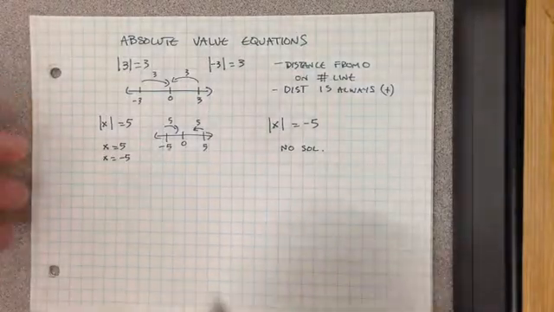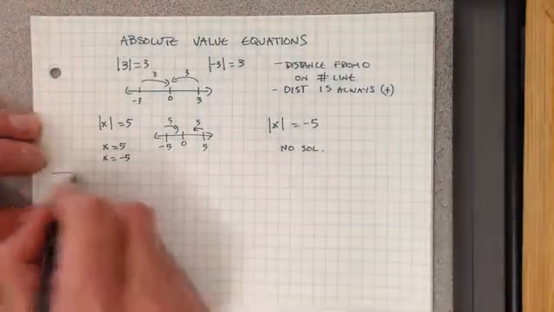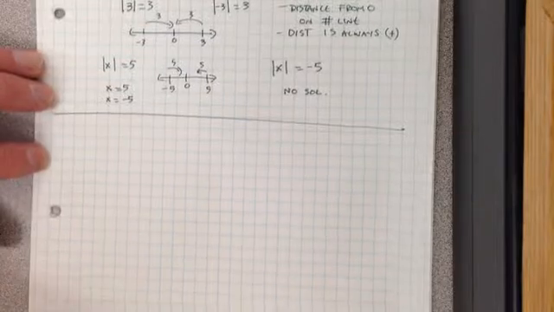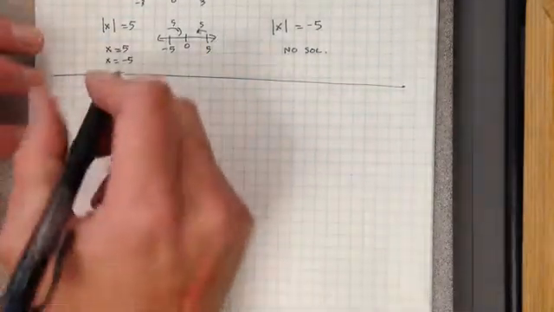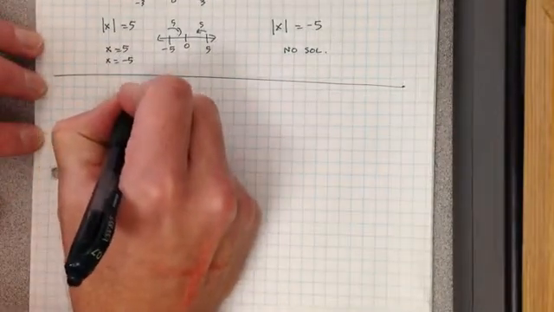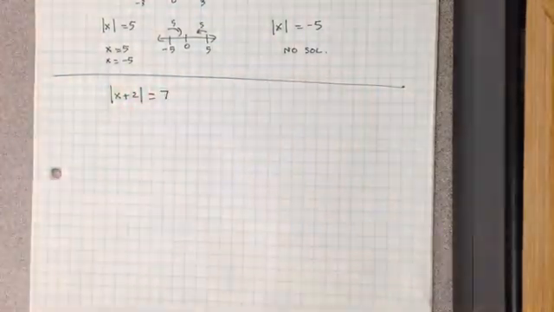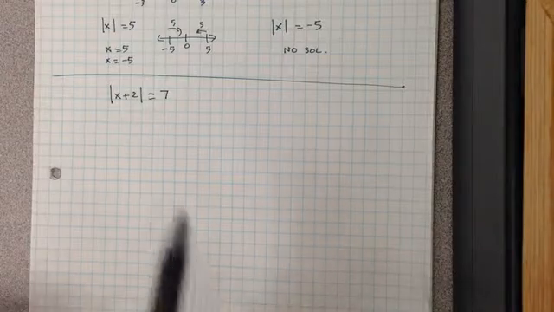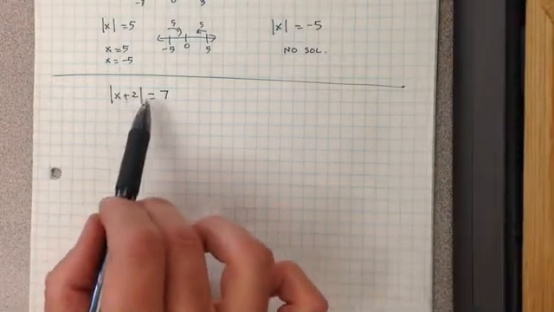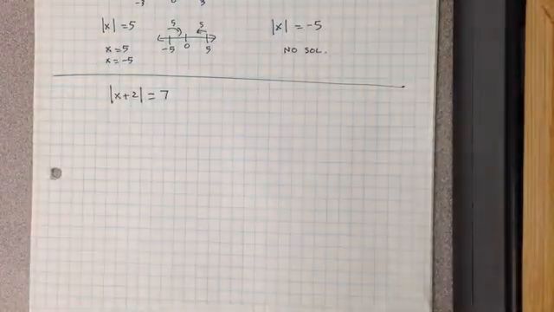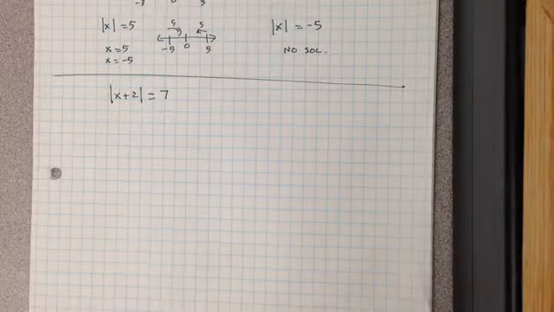So we can take this idea and look at the absolute value of x plus 2 equals 7. Hopefully you're understanding at this point that you're going to have 2 answers when you're dealing with these absolute value equations.